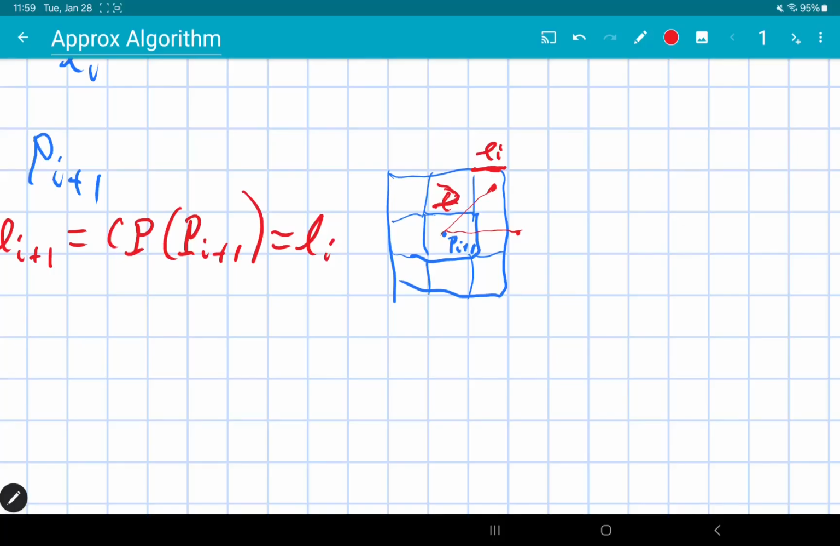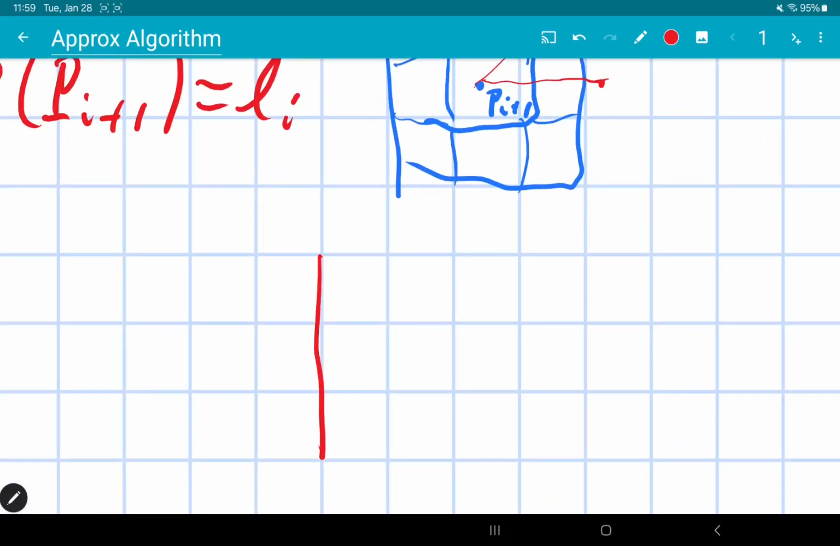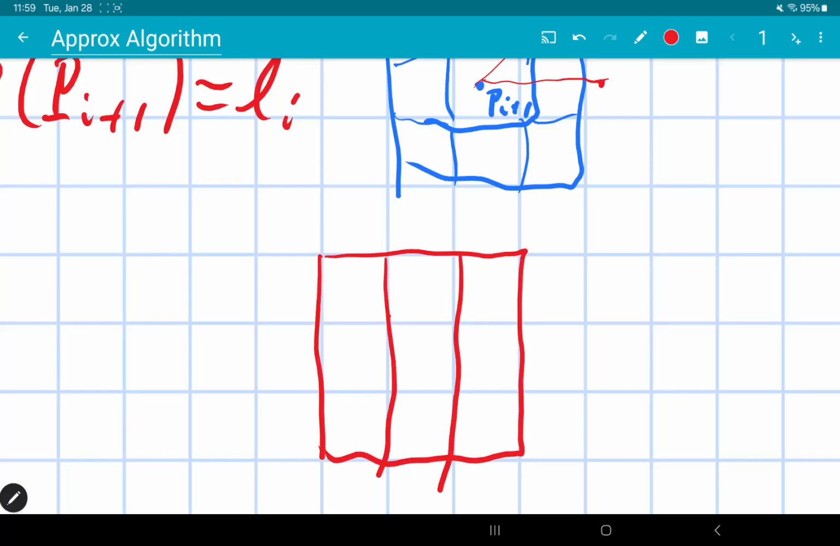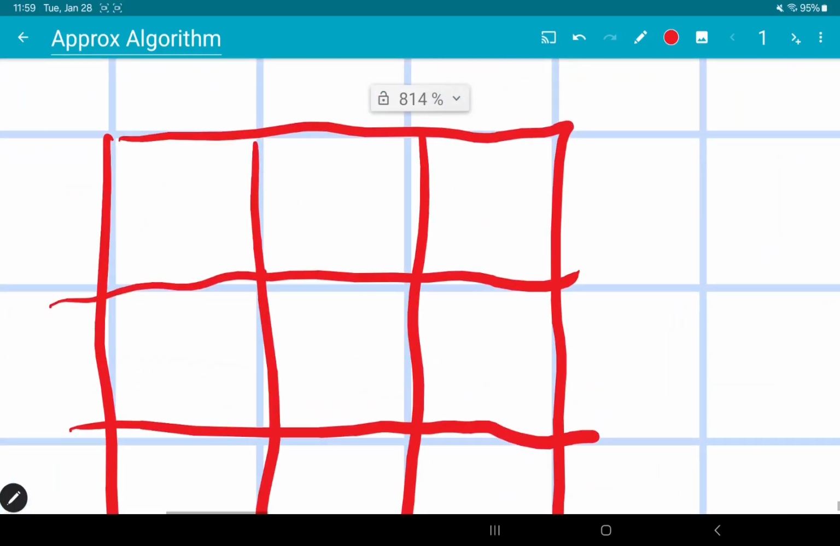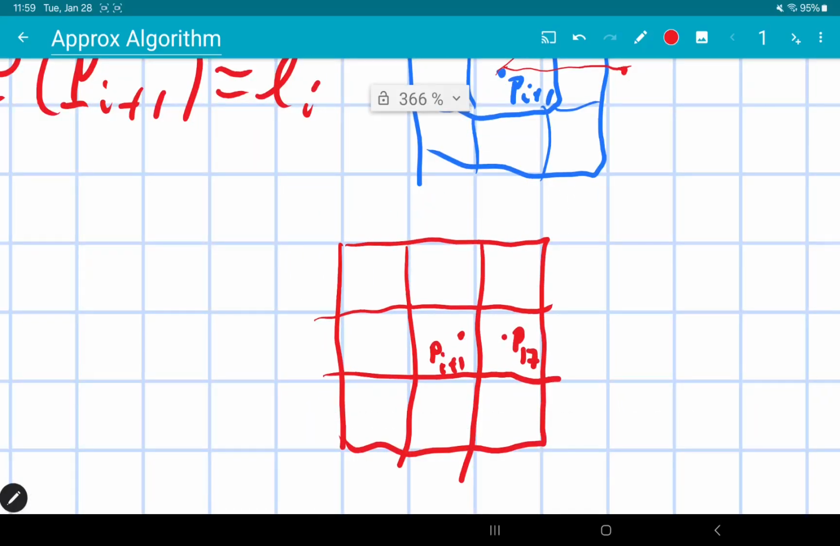So the bad case is when you insert Pi plus 1 and tragically and sadly, there is a point nearby, right? So maybe this is Pi plus 1 and this is P17. It's always P17 that makes the trouble. Okay, so Pi plus 1 and P17, and this distance is smaller, not bigger, of course. This distance is smaller than Li, right?